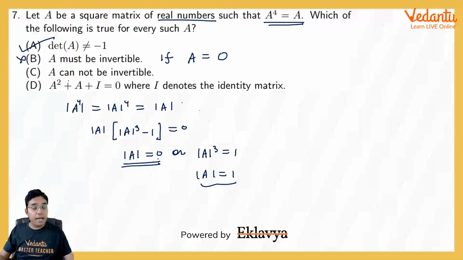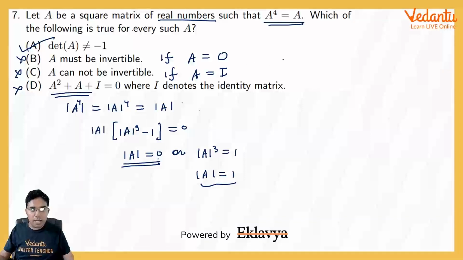Similarly, saying A cannot be invertible means its determinant has to be 0. But I think that is also wrong, because if I take A as identity matrix, then also this relation is valid. But A equal to I will be invertible, so option C is also wrong. Now option D, again, if I put A equal to null matrix or I, you can see this relation is not true. So saying for every such A, this relation being valid is wrong. So the only correct answer is A.